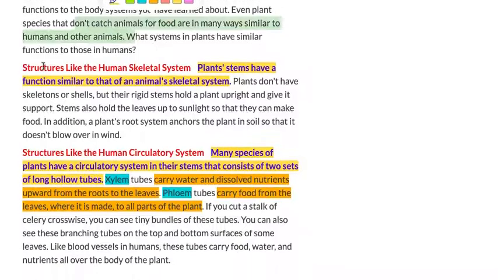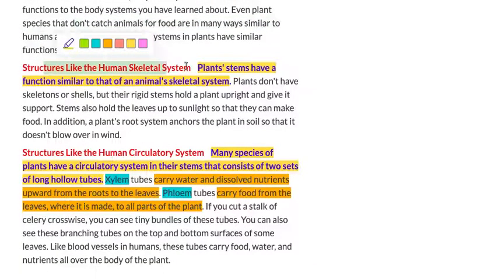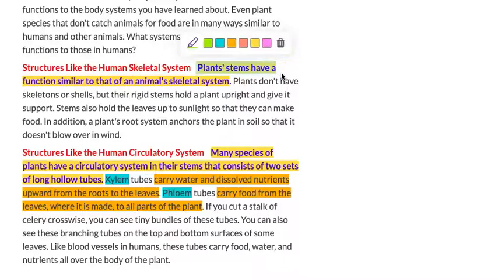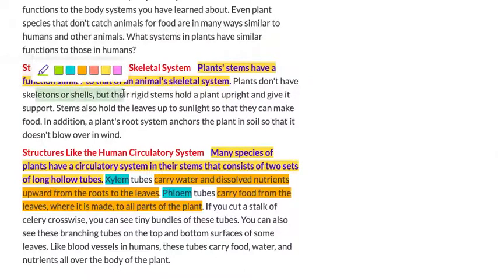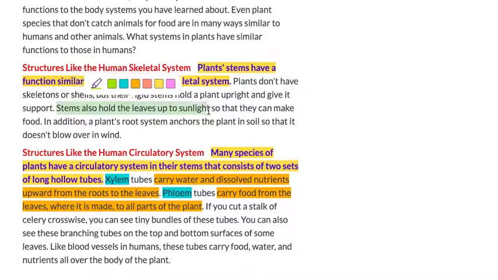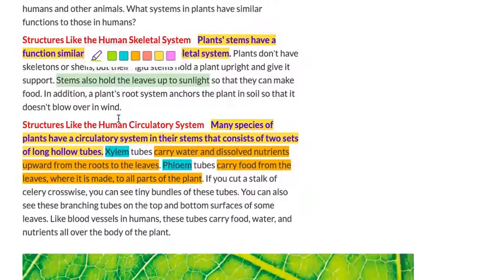And so for structures like the human skeletal system, plants have stems that function in a similar way. They don't have, obviously, skeletons or shells, but the rigid stems will hold that plant upright and give it support, kind of like how our skeletal system does that for us. Stems also hold the leaves up to the sunlight so that they can make food. And in addition, a plant's root system will anchor the plant in soil so that it doesn't blow over in the wind.